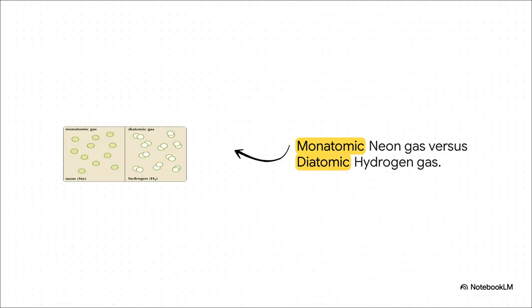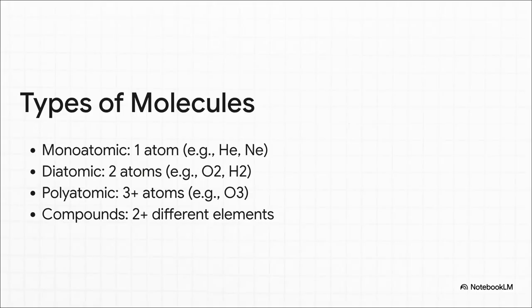Notice the difference between the two gases here. Over on the left, neon is a monatomic gas, which just means it's perfectly happy floating around as a single loner atom. But look on the right, hydrogen is a diatomic gas. In nature, hydrogen atoms really prefer to travel in pairs, holding hands with one another to form a single hydrogen molecule. So let's rapidly break down these molecule categories.